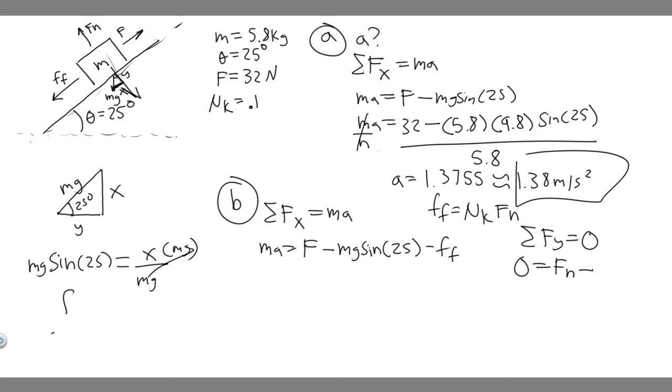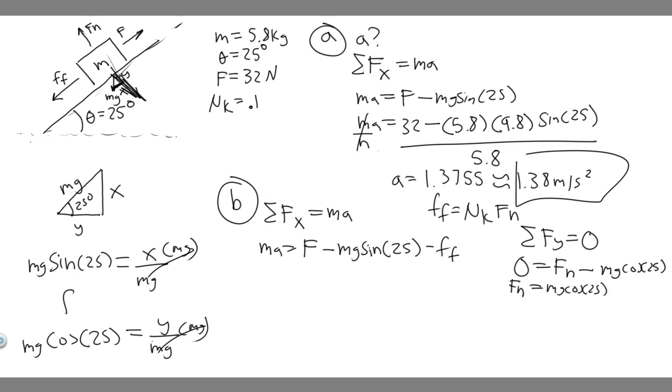Just like last time, except we're going to use cosine. The cosine of an angle, 25 in this case, is equal to y, which is what we want, this line right here, over the hypotenuse, because cosine is adjacent over hypotenuse. The adjacent is y, so y over mg, which is the hypotenuse. Multiply both sides by mg, and now we have y: mg times the cosine of 25. And y was this force right here. So that means F sub n minus mg times the cosine of 25 is equal to 0. If we add it to the other side, F sub n equals mg times the cosine of 25.